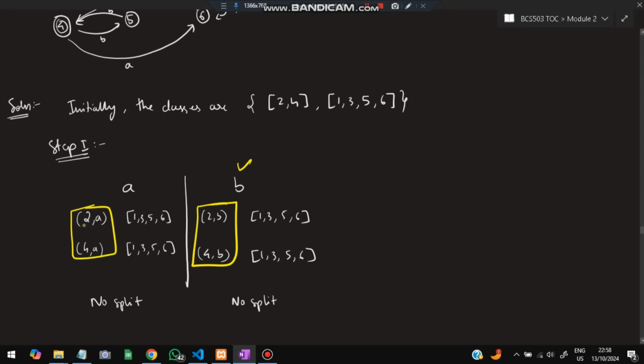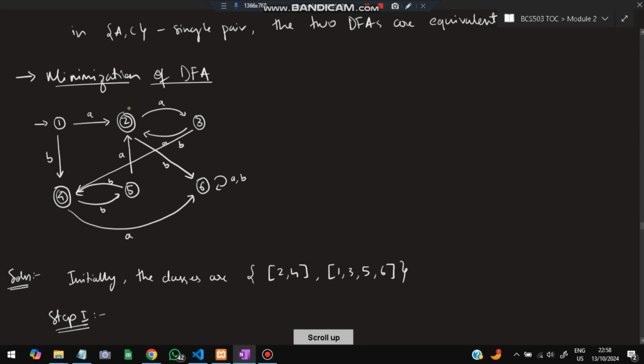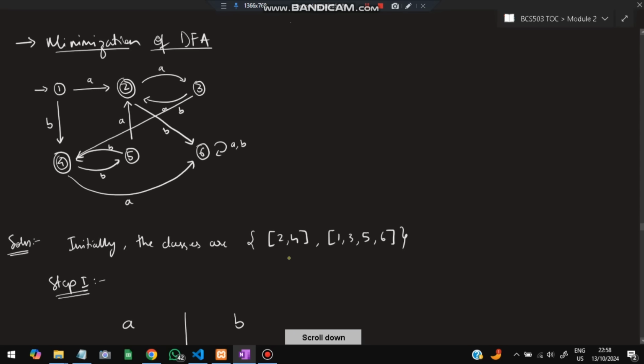Okay. Now see, 2 on A. You have to do 2 on A and you have to do 4 on A. Here you will do 2 on B and here you will do 4 on B. So what do you mean by 2 on A? If you observe this diagram, 2 on A, which state are you going to? I am going to 3. And which group does 3 belong to? Does 3 belong to this group or this group? 3 belongs to this group. So this group I will be writing as the answer here.